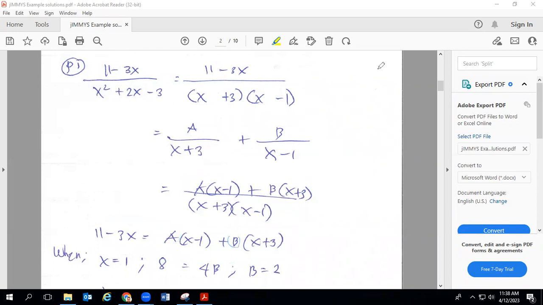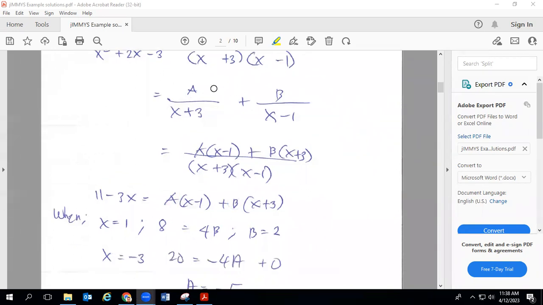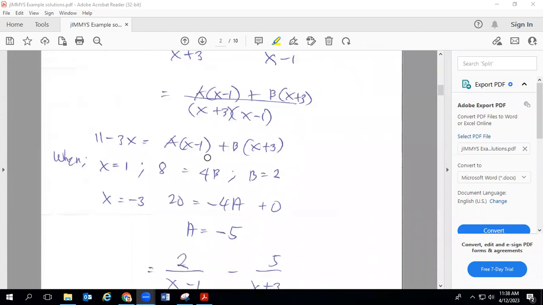If you assign values of x, for example here, try to look for a value that would eliminate one variable, either A or B. If your x is 1, 1 minus 1 is 0. So let us substitute x equals 1: 11 minus 3 times 1, which is 3, gives 11 minus 3 equal to 8. And this one obviously will become 0. And then here, 1 plus 3 is 4B. So from here, you get B equal to 2.